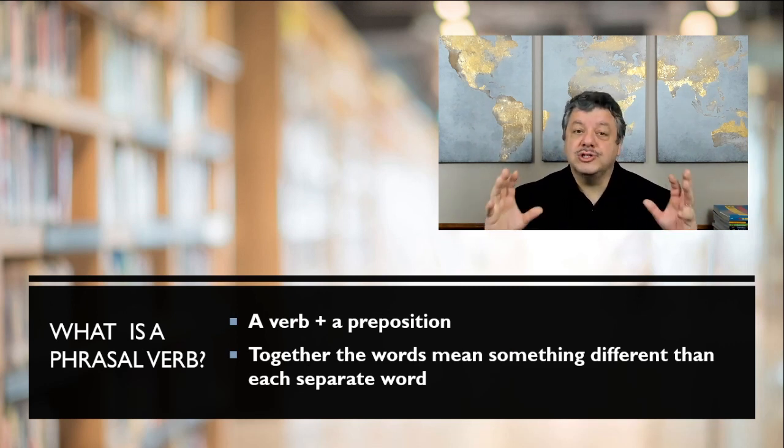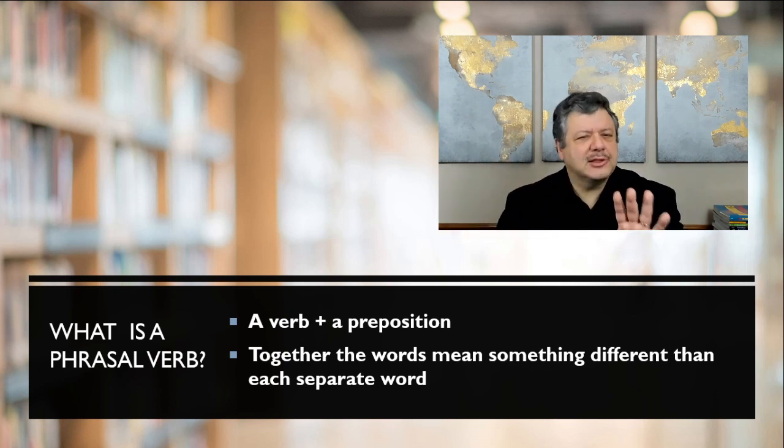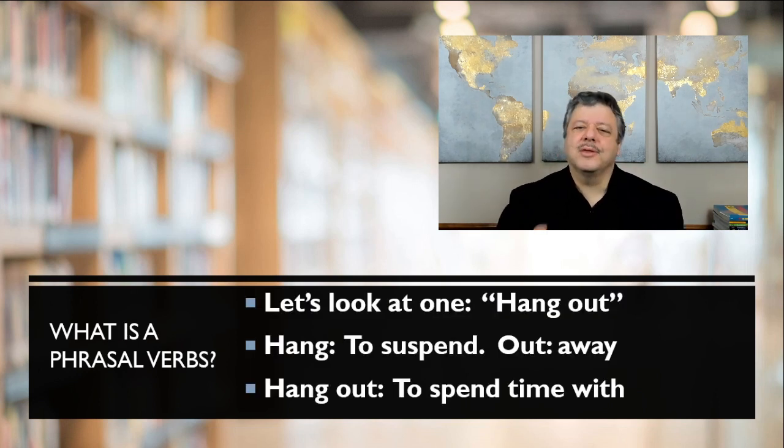Phrasal verbs are two words, sometimes three, that when you put them together, they mean something very different than what they mean separately. And those two words that we put together are a verb, an action word, and a preposition, which is a relationship or direction word in a lot of cases. Let's look at one to show you what I mean. It will be easier to understand.